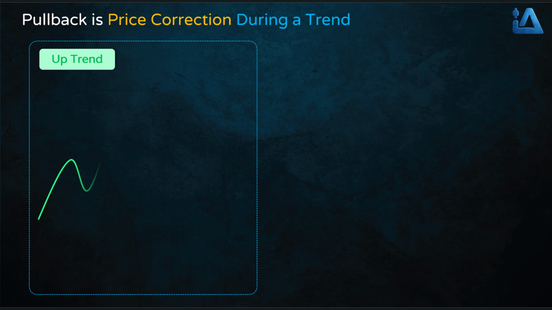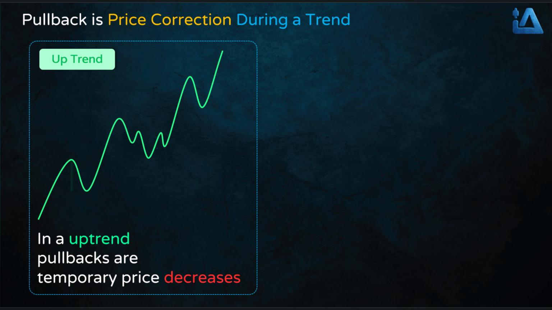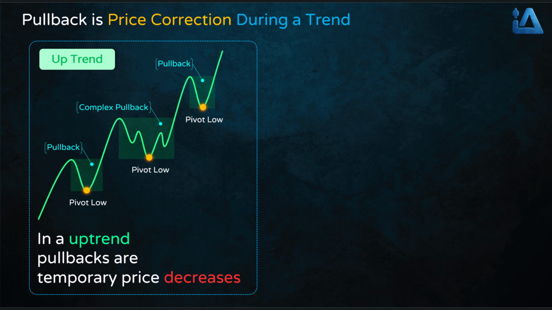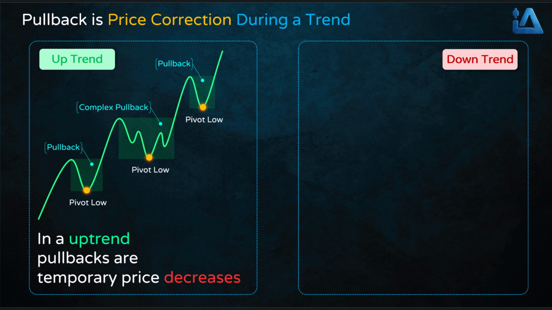Let's say we have an uptrend and price is moving higher. In this uptrend, pullbacks show up as temporary drops in price. Right here, we have a pullback, and its lowest point is the pivot low. Then we have another pullback. This one is a complex pullback, meaning sometimes a pullback has smaller moves or pauses inside it, so it's no longer a simple pullback. We call those complex pullbacks. Further up, we have another pullback, and its lowest point is the pivot low. So overall, in this uptrend, we had 3 pullbacks. 2 were simple and 1 was complex.